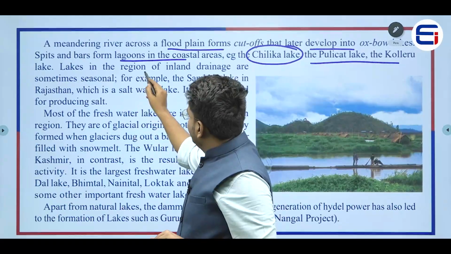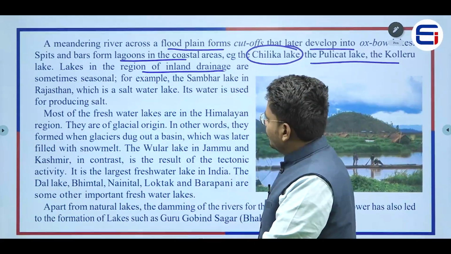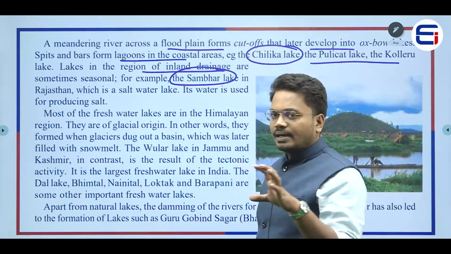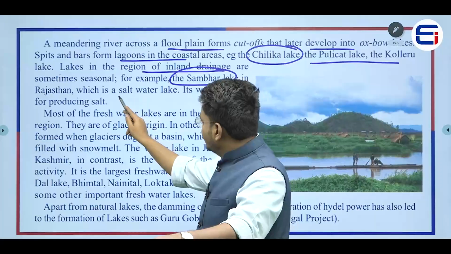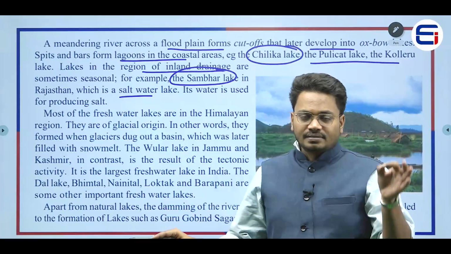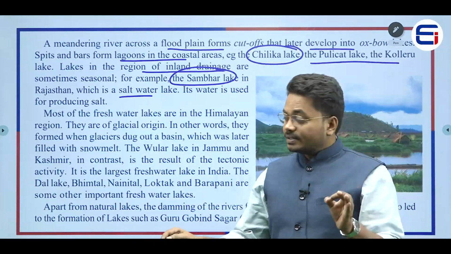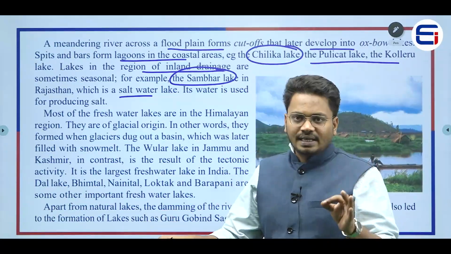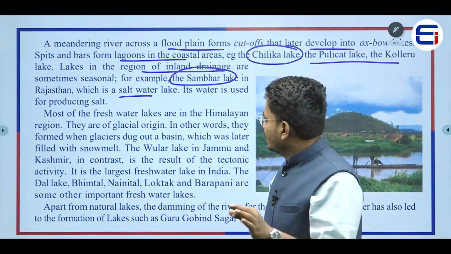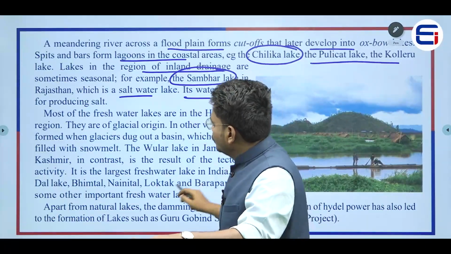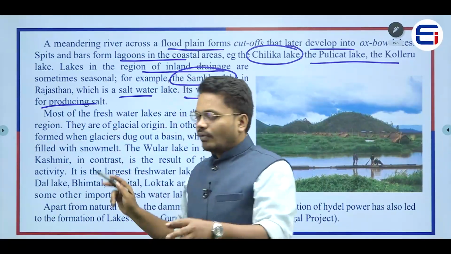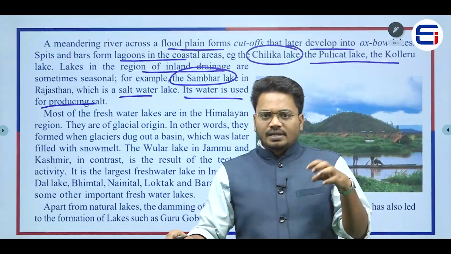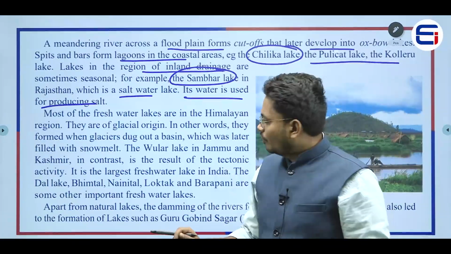Now, lakes in the region of inland drainage are sometimes seasonal. For example, if you see the Sambar Lake, this Sambar Lake is present in Rajasthan and it is the largest inland salt water lake that is present in India. And this Sambar Lake is a seasonal lake. Whenever there is rainfall, you would have water. Its water is used for producing salt, the water which is present in this particular Sambar Lake is used for preparation of salt.